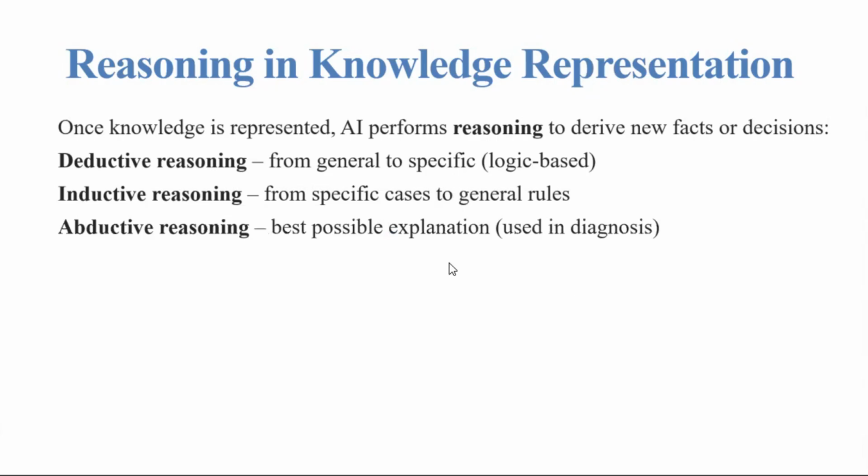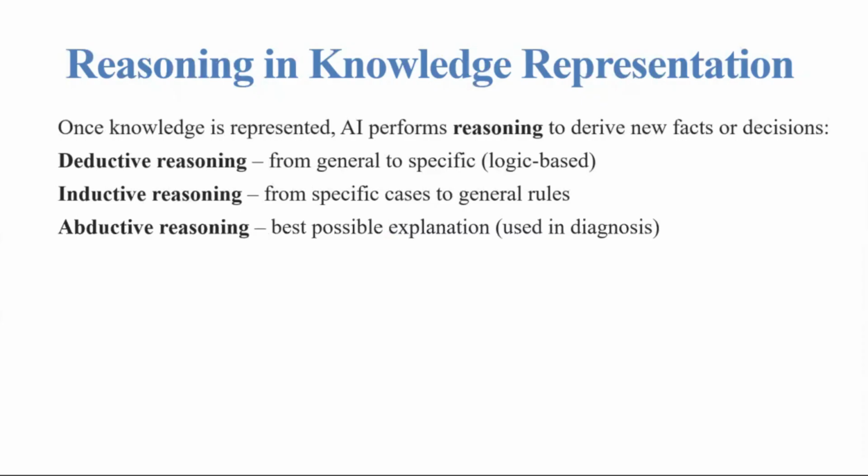The first one is deductive reasoning. This is probably the easiest to understand because it follows strict logic. It starts with a general rule and applies it to a specific situation to reach a conclusion. In other words, a general rule plus a specific fact leads to a conclusion.